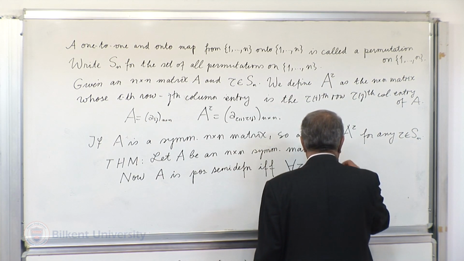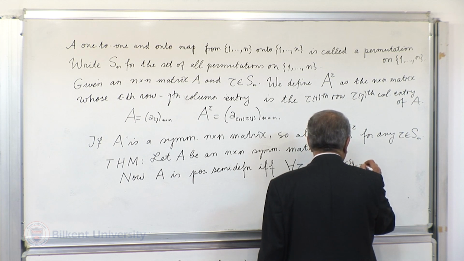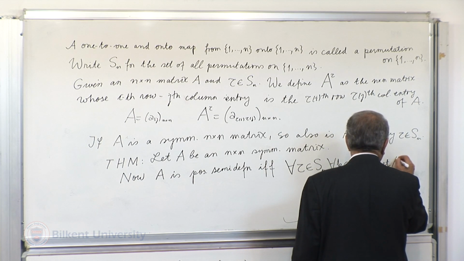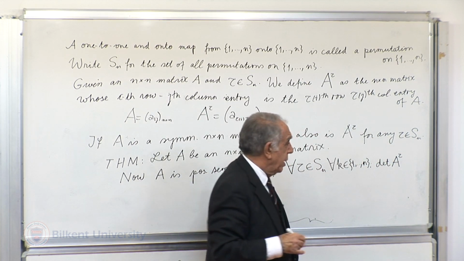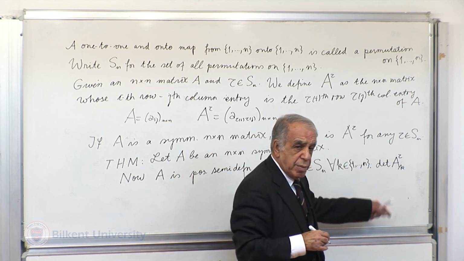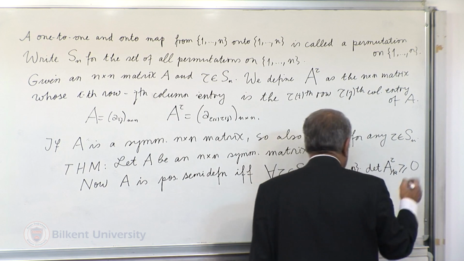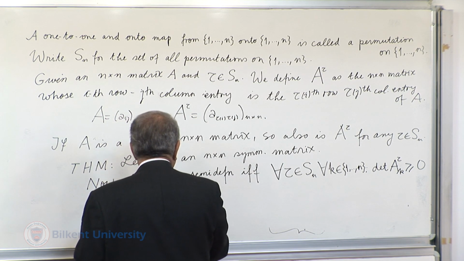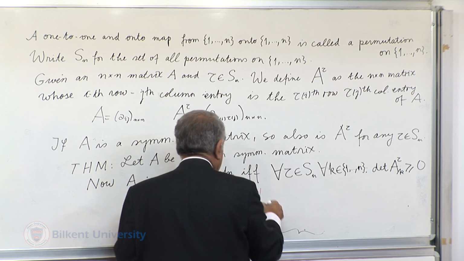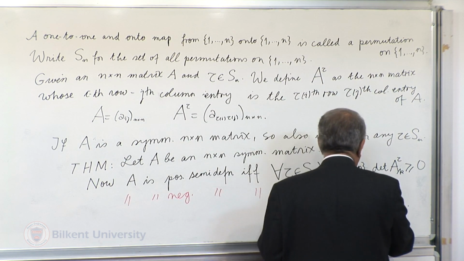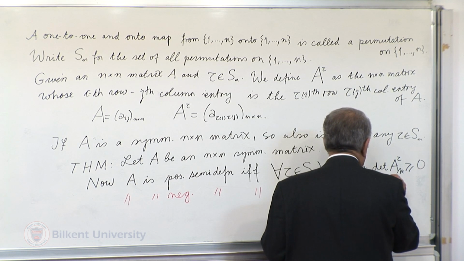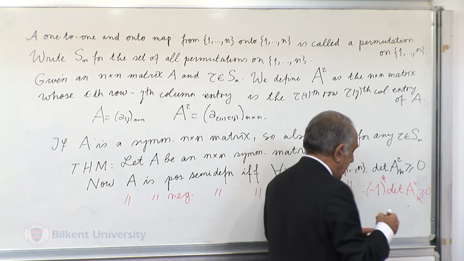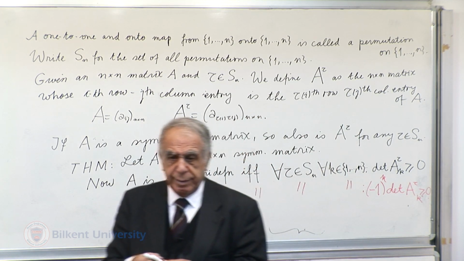And for all k from 1 to n, the determinant of the kth principal minor of the tau permuted matrix should be larger than or equal to 0, and A is negative semi-definite if and only if for all permutations, for all k, this time minus 1 to the power k, determinant of A tau k is larger than or equal to 0. Okay?